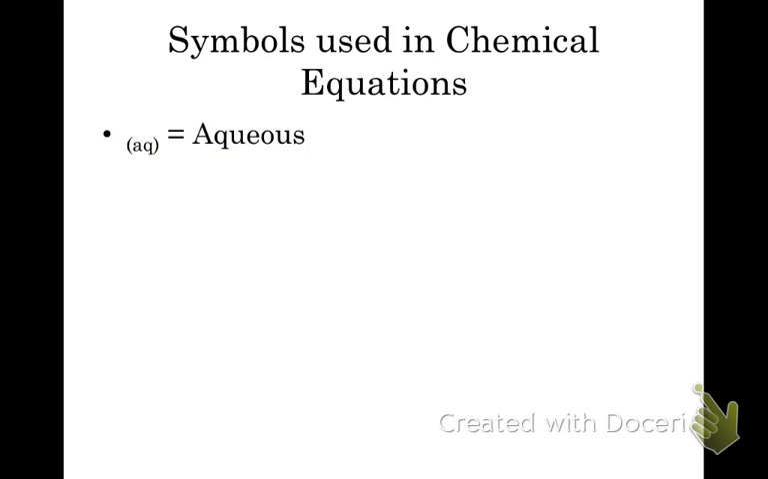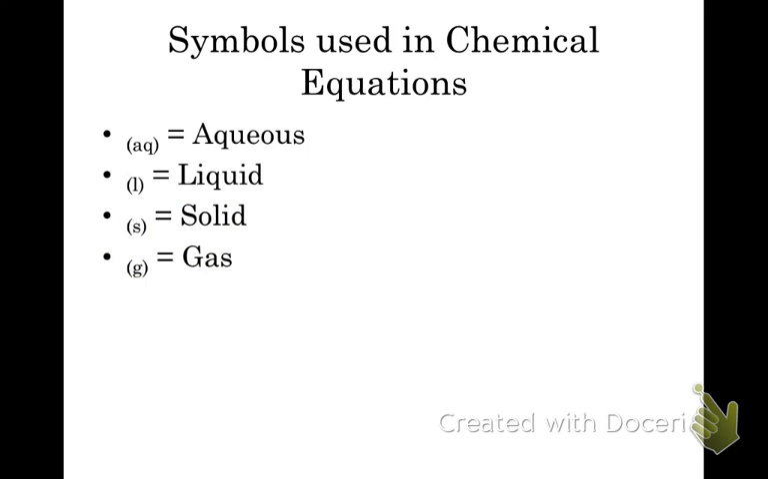Other symbols are the states of matter. We can have an aq, and notice that these are smaller. They're subscripts behind the chemical formula. So aq represents aqueous, l represents liquid, s is a solid, and g is a gas. Let's also remind ourselves that aqueous is something mixed in with water. It is not the same as liquid.